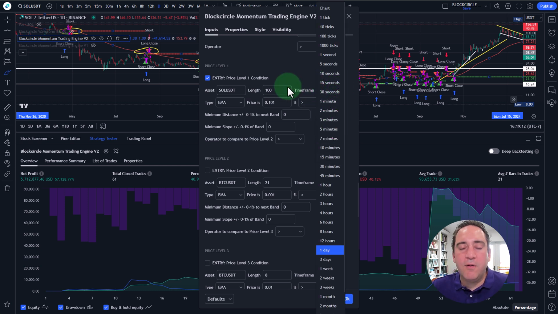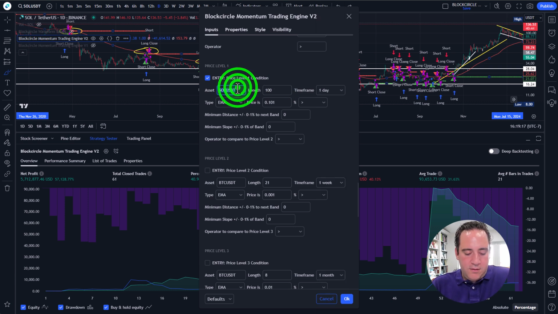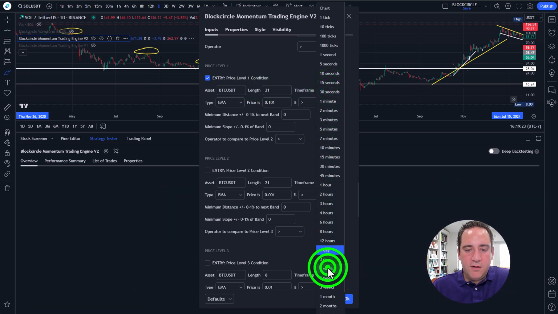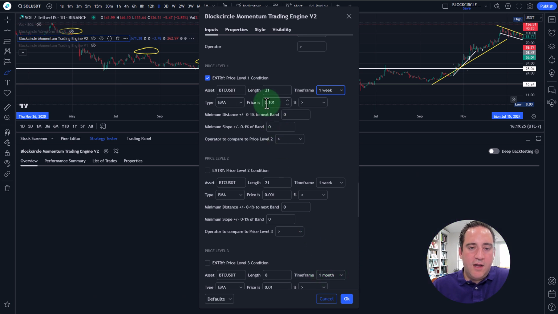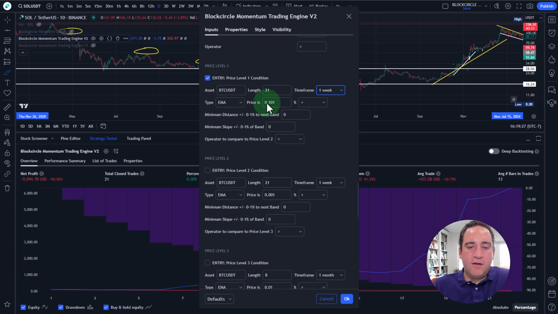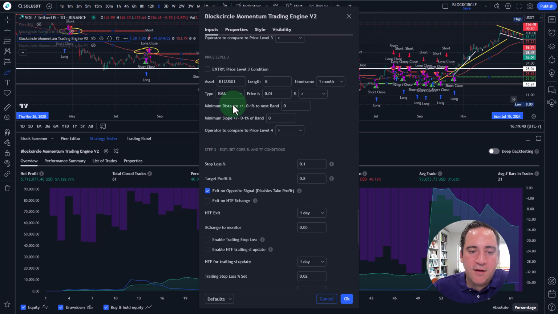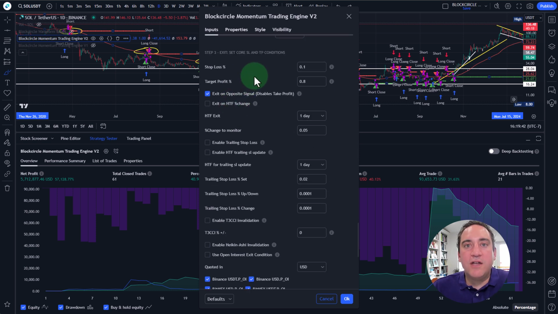So if you want to say, I want to only enter if BTC USDT, right, is above the 21-week EMA and is above 0.1% above that, then that would be my trade, right? And that's just an example of what you can do. You can configure it in a million different ways. And then you can have multiple price level conditions for different assets. So that really concludes the entry conditions.